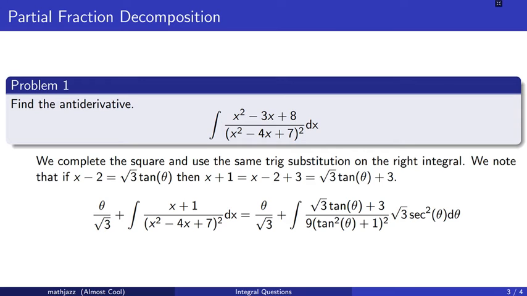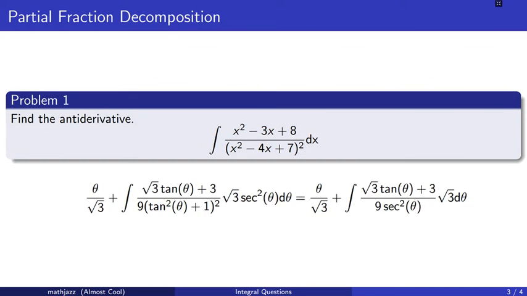One thing that we will have to notice is that we have x plus 1 in the numerator, but that's just x minus 2 plus 3, and we already have a substitution for x minus 2. So x minus 2 becomes square root of 3 tangent theta, and we add 3 to that. So we get this. And that looks pretty horrific. But we have addition in the numerator of a fraction, so we're going to try splitting the fraction.